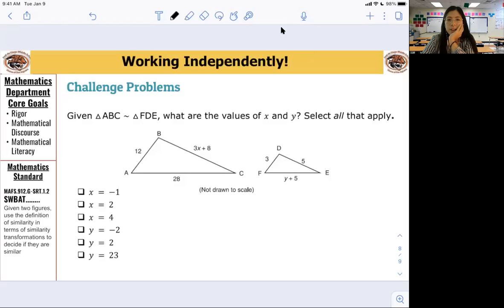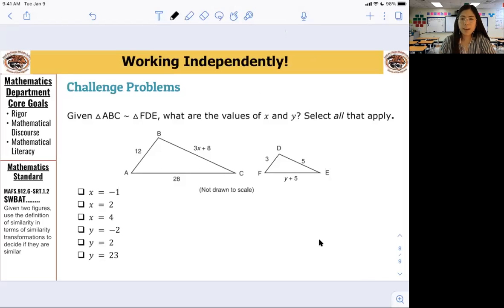The most popular answers were C and E, but not everyone got the same number. So let's check, because I see answers all over the place. Okay, let's find out. All right, let's start with finding x.